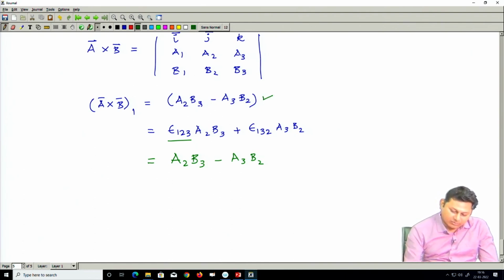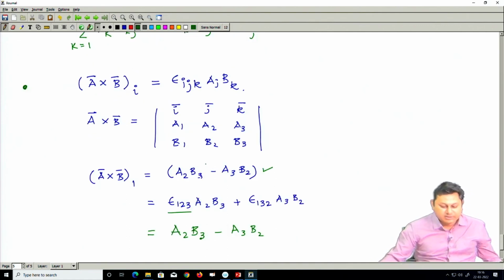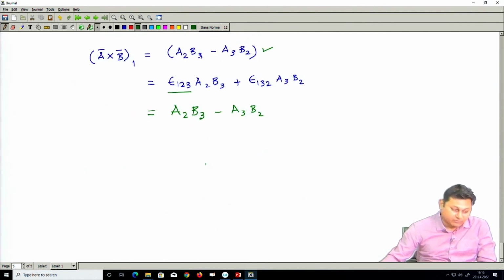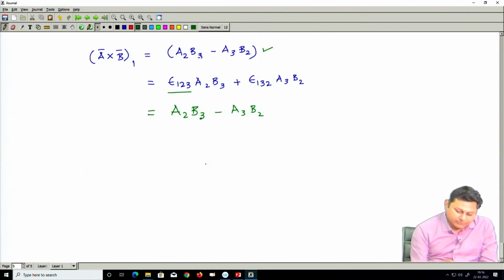So, this is the way we can define the cross product in terms of this Levi-Civita symbol epsilon 1 2 3, very powerful and very useful. Now, a few more things. So, delta ij epsilon ijk, what value will we get?